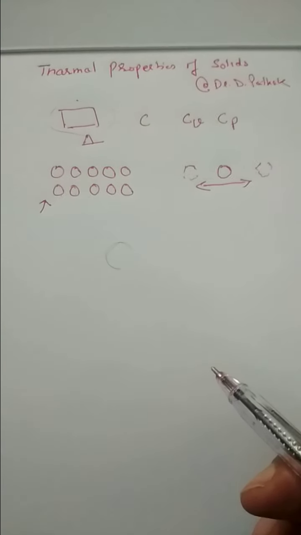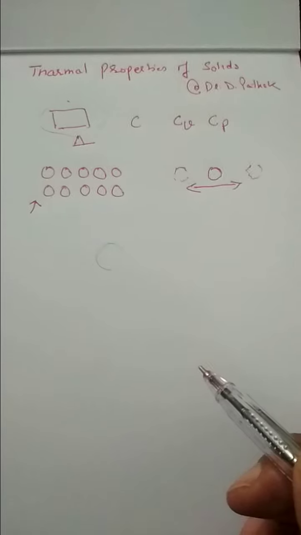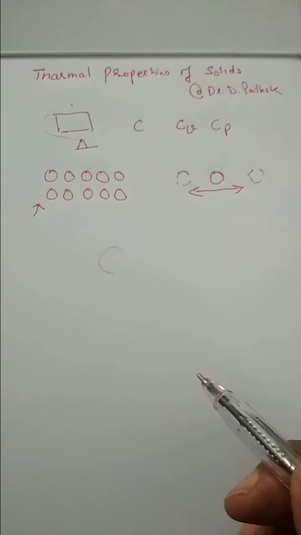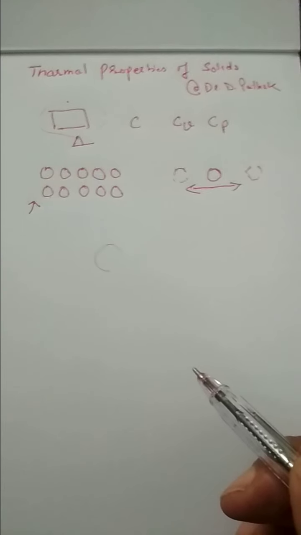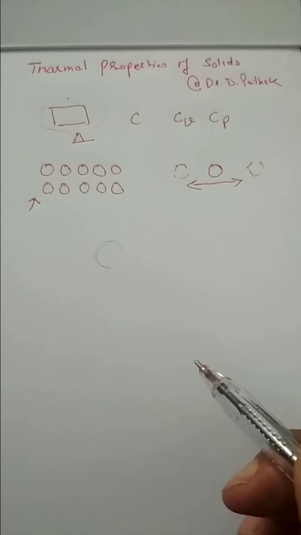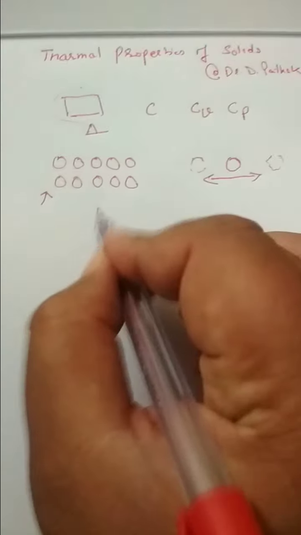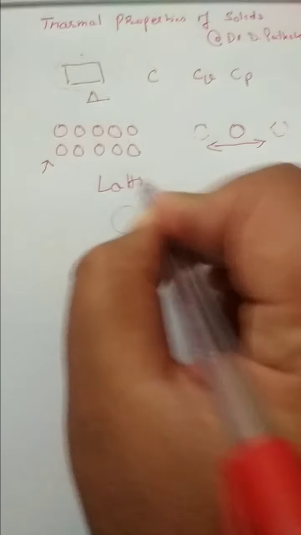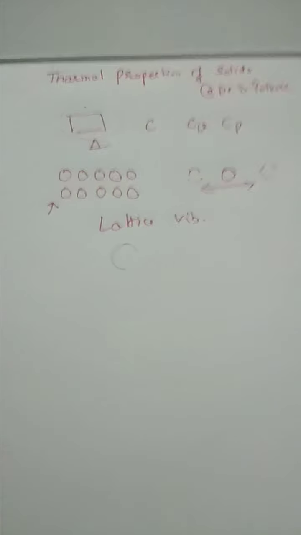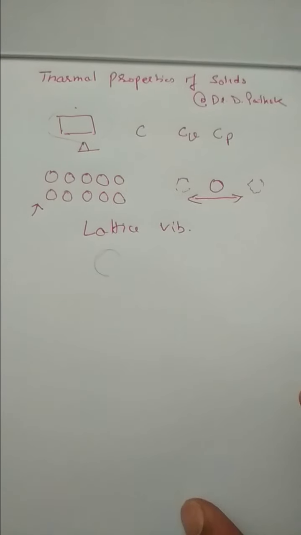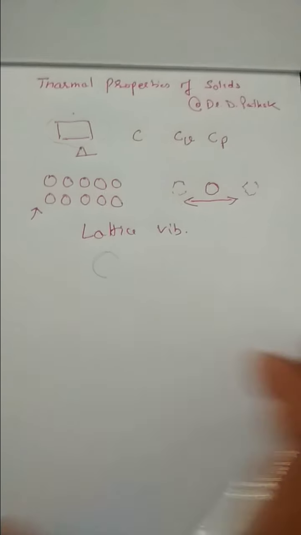When the heat is transferred throughout the material, after some time all atoms vibrate about their mean and extreme positions, which is named lattice vibration. So now we understand what lattice vibration and specific heat are.